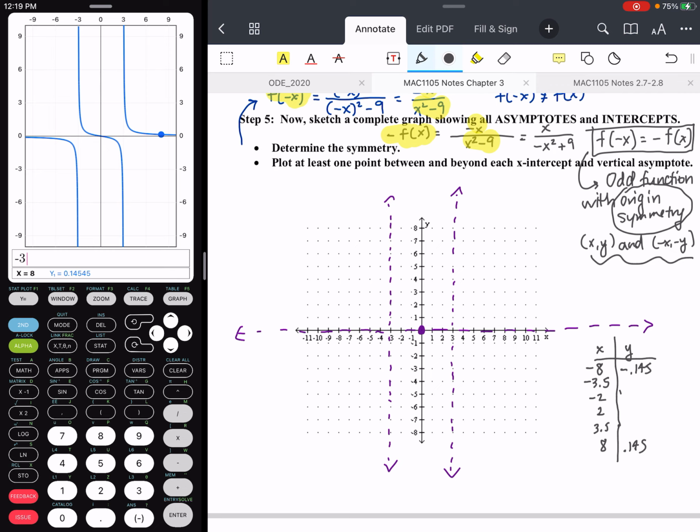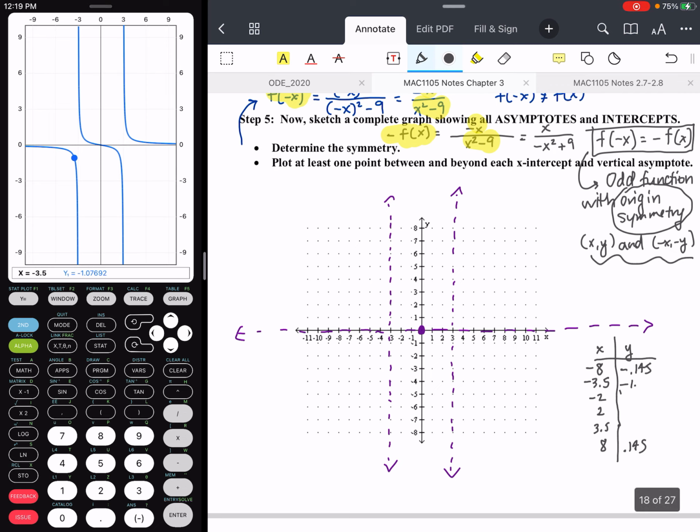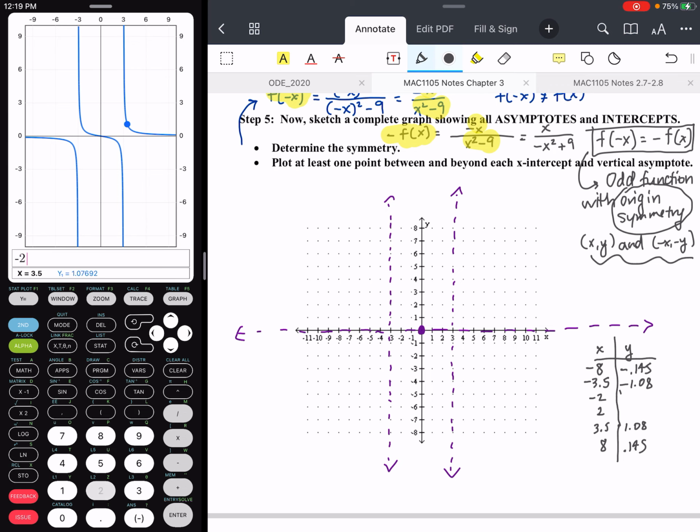Typing in negative 3.5 using my trace function gives me negative 1.08 if I want to round it there. And that means, by the way, positive 3.5 will give me about positive 1.08. I can just test that with trace. I'm correct. And then if I plug in negative 2, that gives me y equals 0.4. That means positive 2 should give me negative 0.4. And it does. All right, so let's go ahead and sketch these, see if we like what we've got.